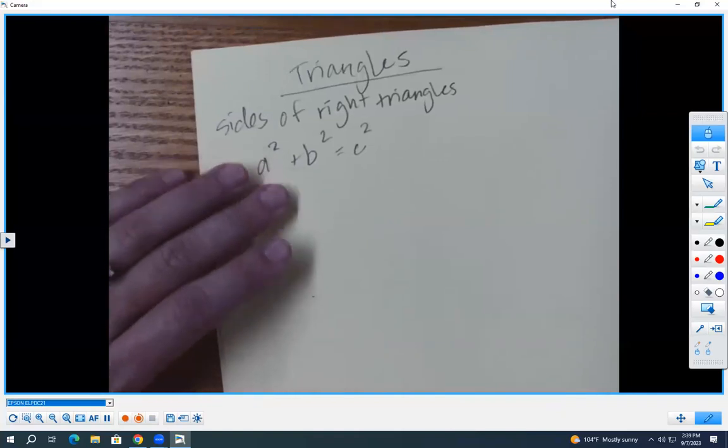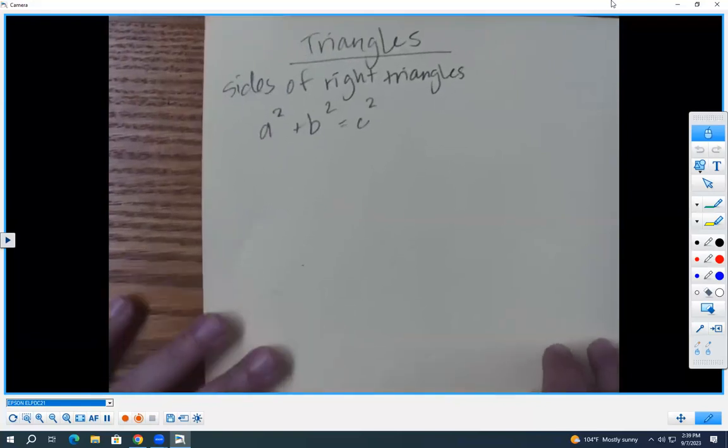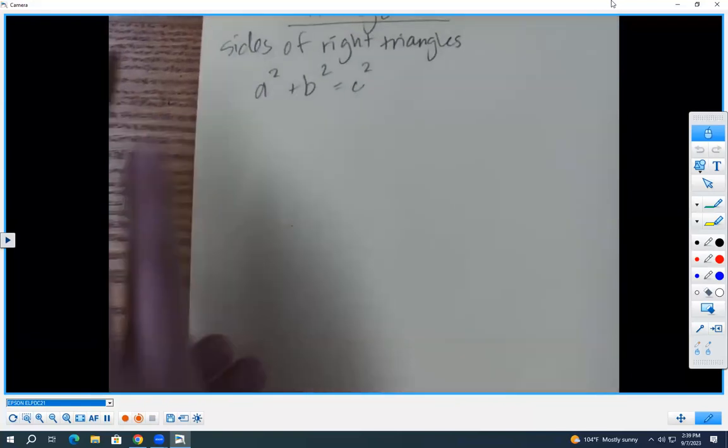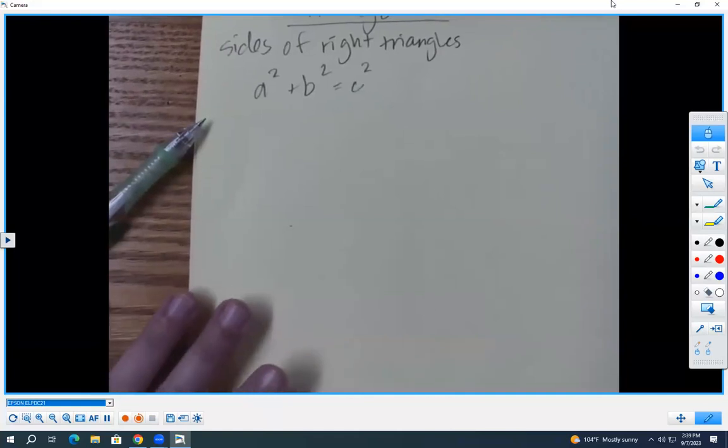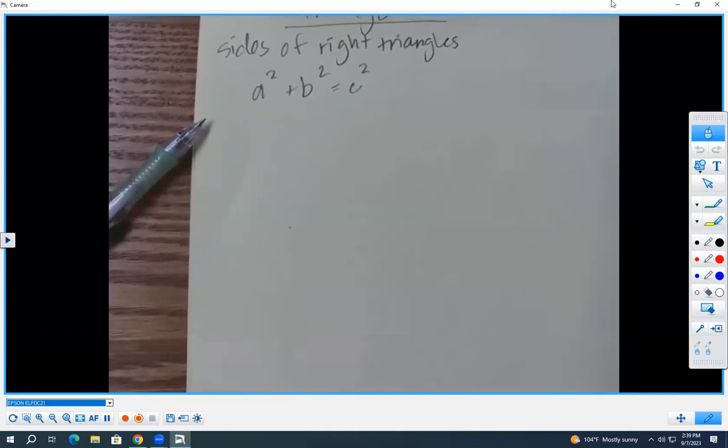Most triangles are not right triangles, right? So do we know anything else about the sides of other triangles? No. So, let me pass out some patty paper and let's do a few. Well, actually, we don't even need patty paper for it. You can do it on paper.